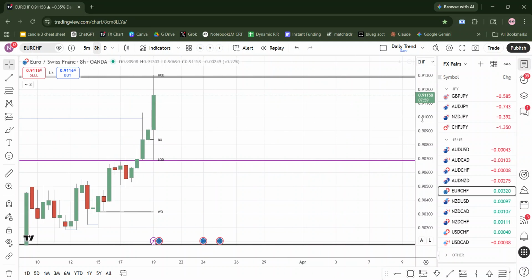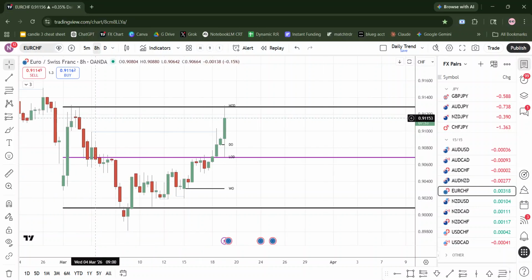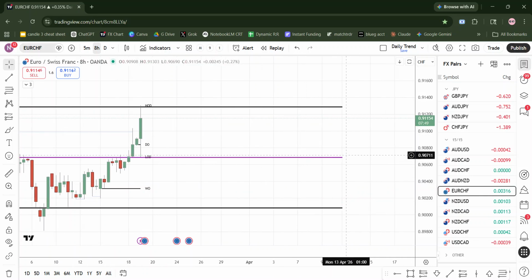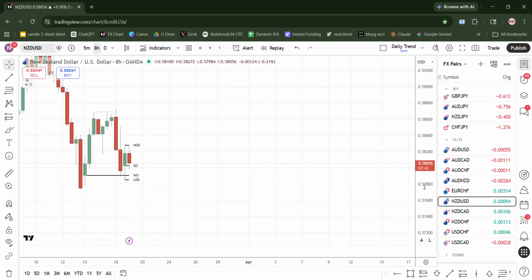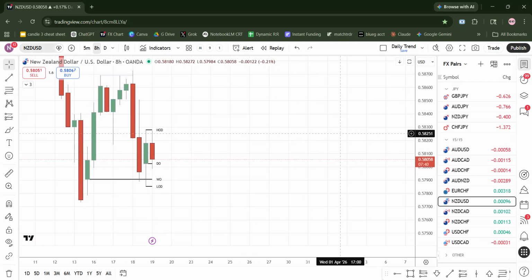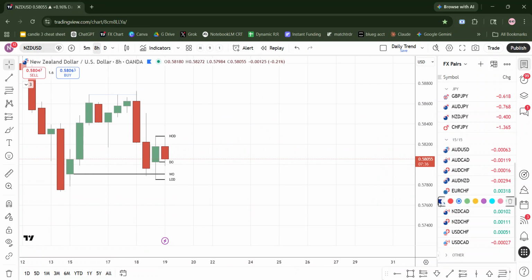Euro Swiss, I had a bullish bias for the whole week, and it's already hit the high of the week, high of the prior week, because I had a long bias on it. It's fulfilled that already, and I'm happy it worked out. And there's no trade there for me. Now this could be interesting, but yeah, I like this one better.